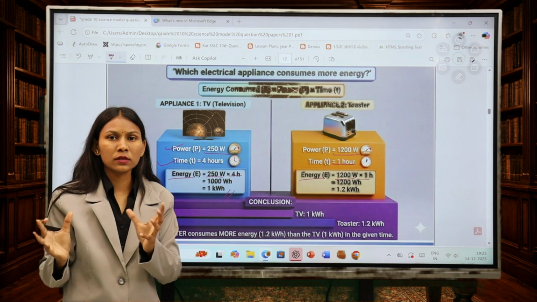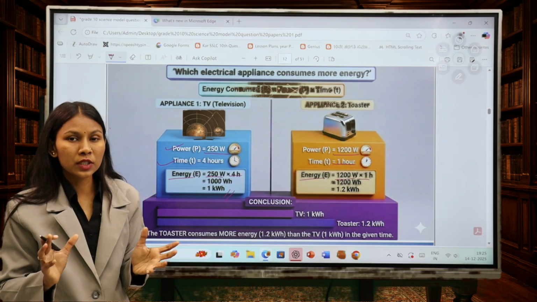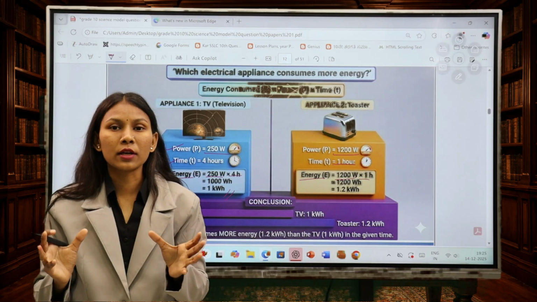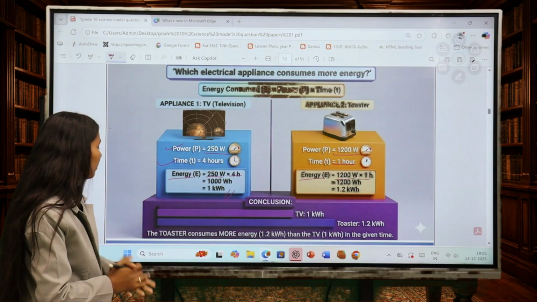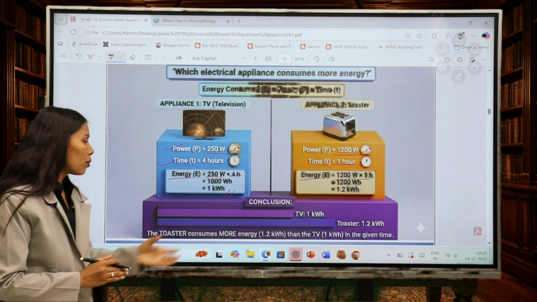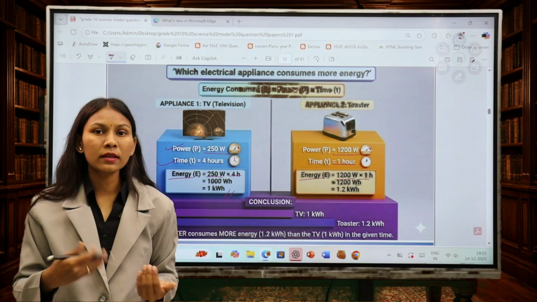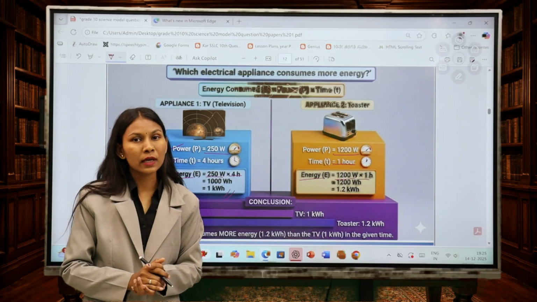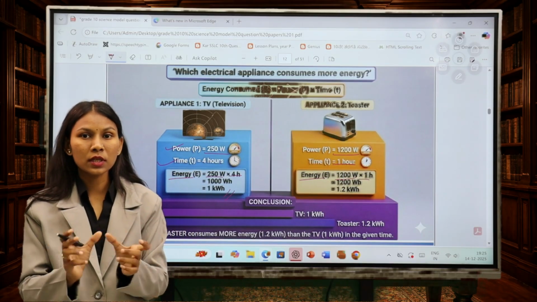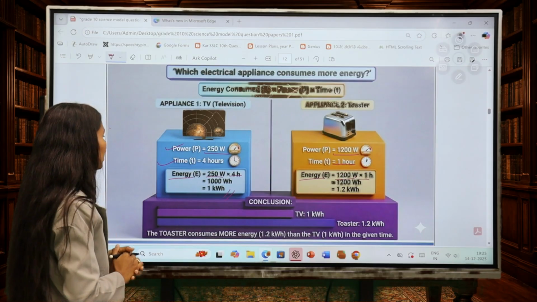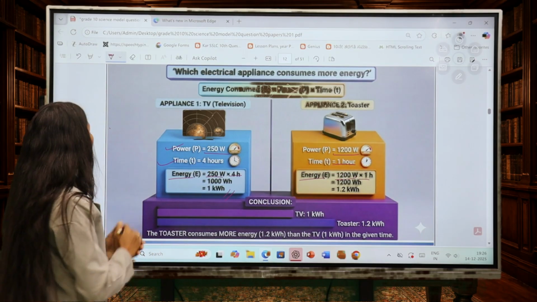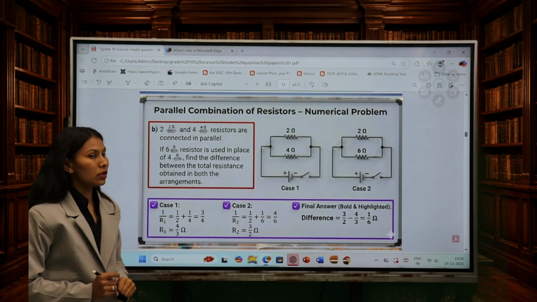So as you can see the difference here. Which appliance is consuming more energy? The conclusion will be that the toaster consumes more energy, that is 1.2 kilowatt hour, than the TV, which consumes only 1 kilowatt hour. So this is the difference in a given time. Okay? So let's go to the next question.